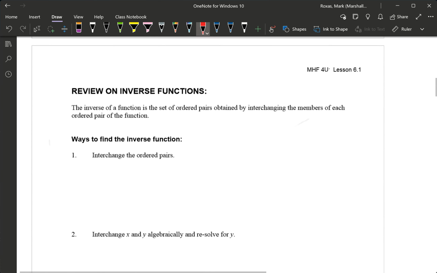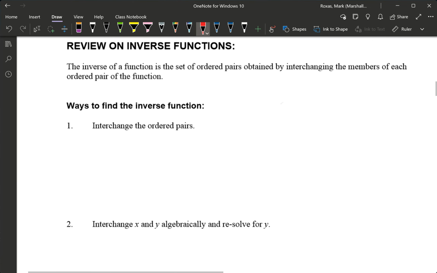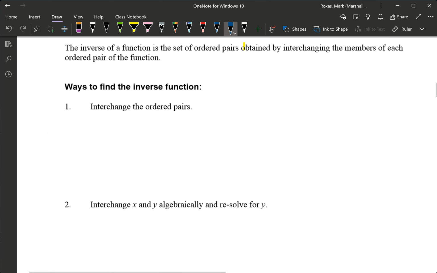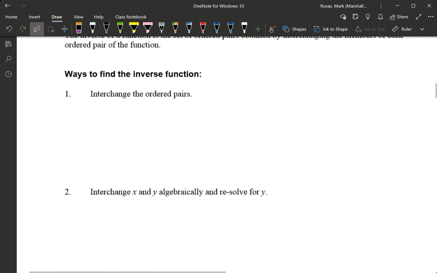All right. Let's spend some time reviewing inverse functions. The inverse of a function is the set of ordered pairs obtained by interchanging the members of each ordered pair of the function. So, one way we can find the inverse function is to interchange the ordered pairs.